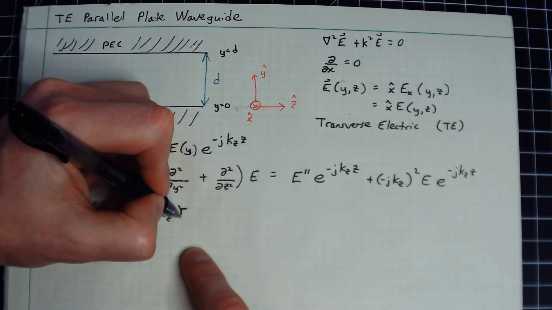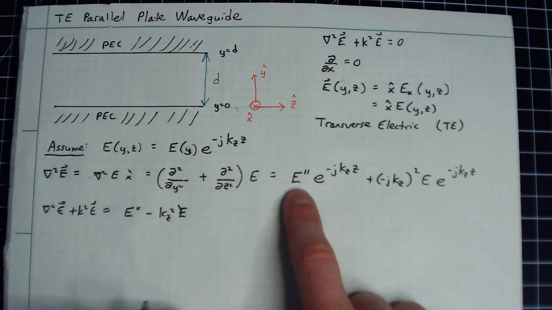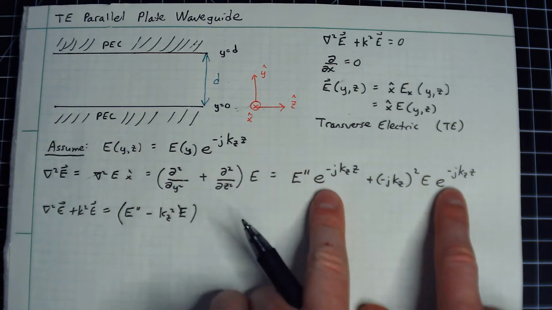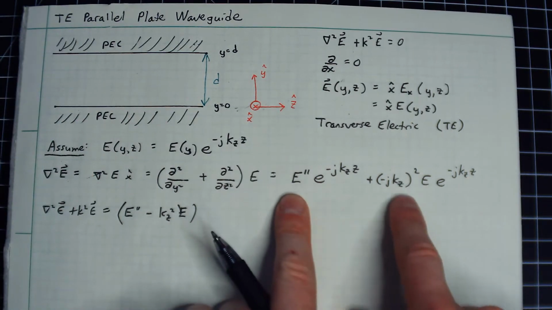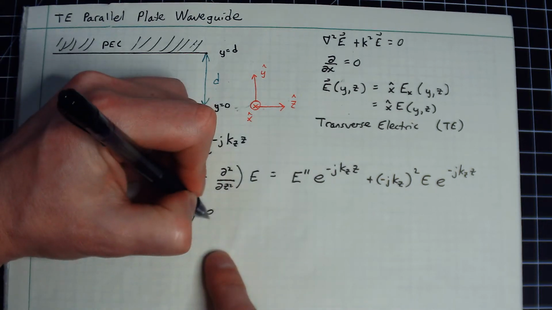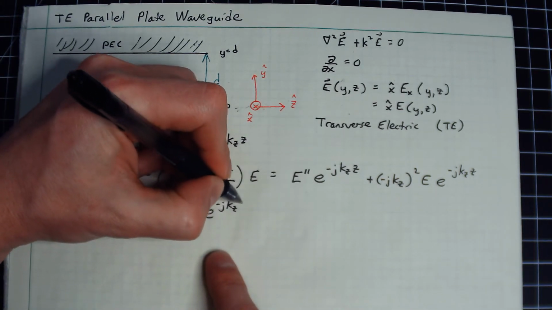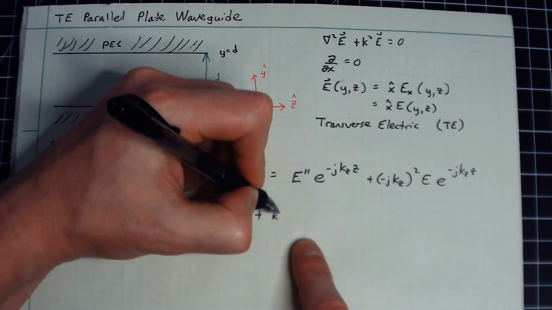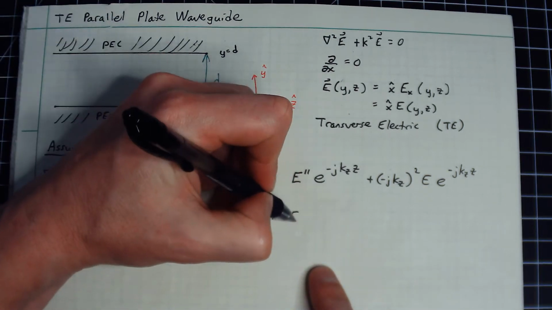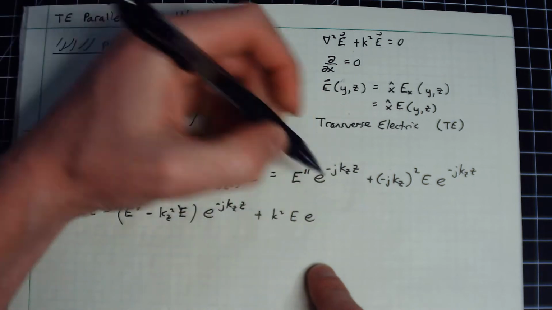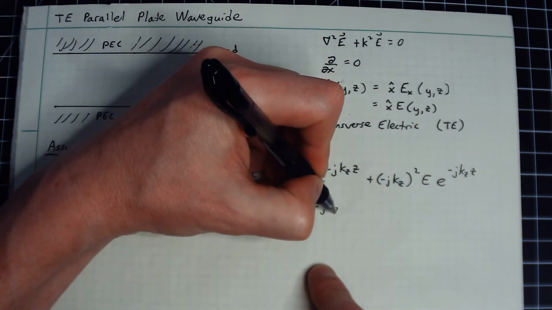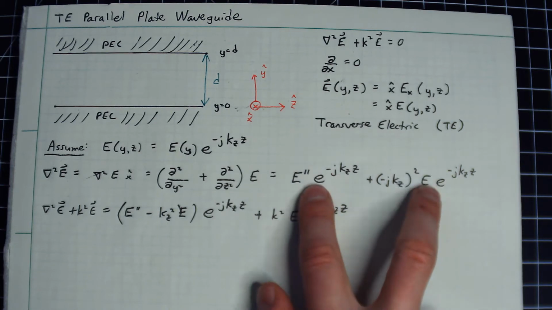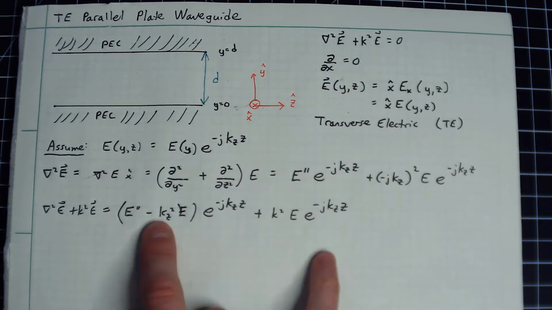Times e, excuse me. So I'm going to factor out this little term here. So these guys I'm factoring off here. So I'll get e double prime plus this, e to the minus j k sub z z, so that's the first term, and then plus k squared times that e to the minus j k sub z z. So I took this little term and I just added the k squared here.